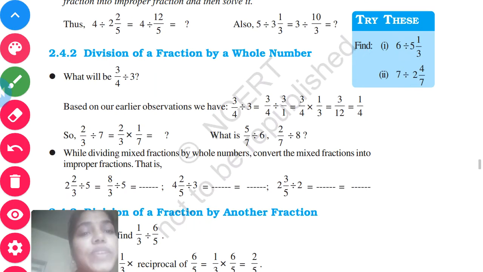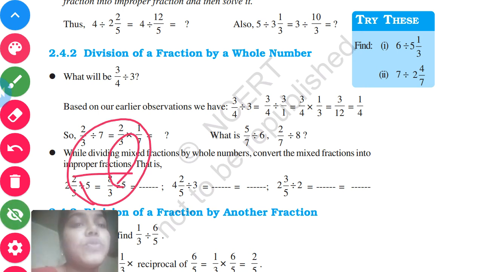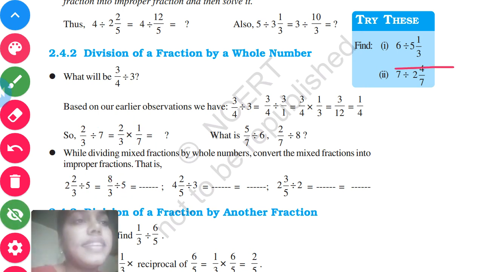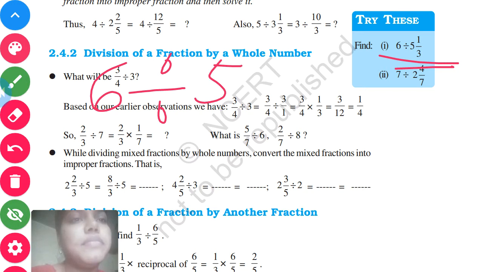I hope you enjoyed this video. So we'll go with the next one now. We'll just go through one simple example that is given here. I would like to go with this one. Here, if you can just see, it is given as 6 divided by 5 1 by 3.